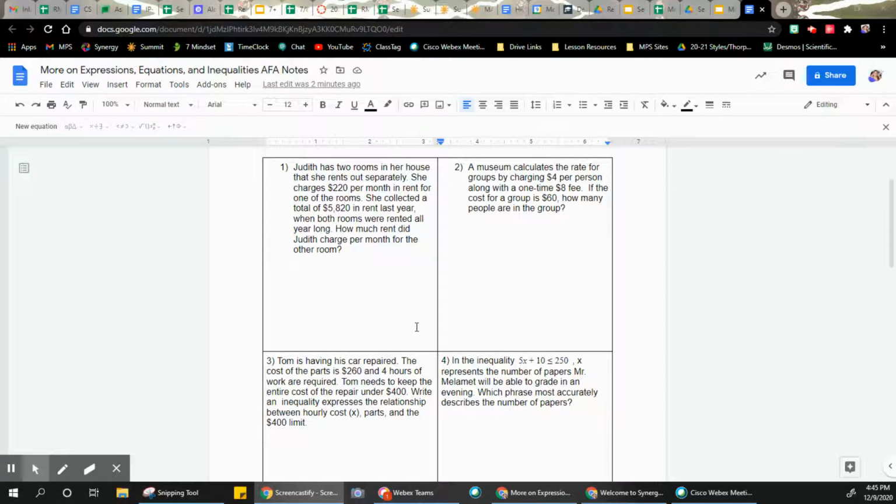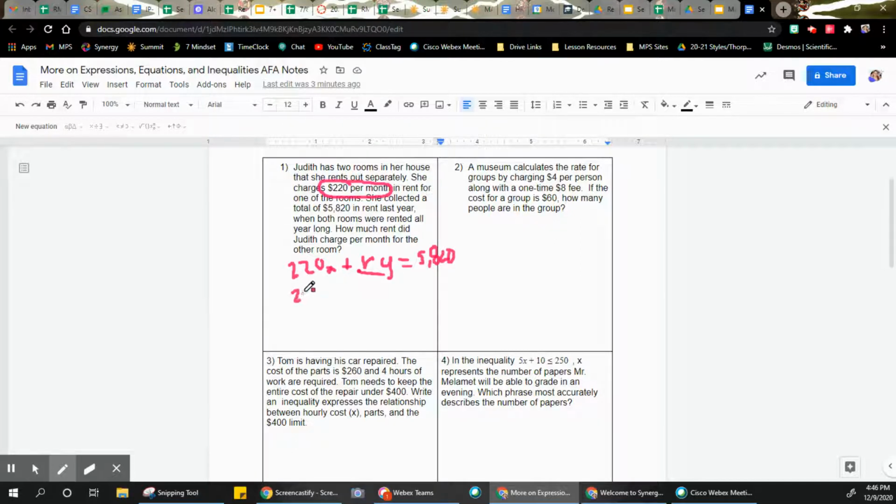So basically what we have to start by is figure out how much this one took up per month. Okay, so we know that would be 220x, plus, we don't know how much the other is, so let's call this r, because that's rent, y equals 5,820. Well, we know the number of months that they rented is 12, so we're going to plug in 12 for both of these.